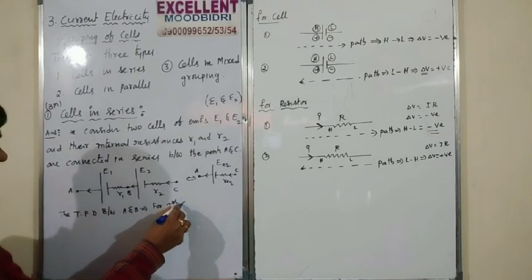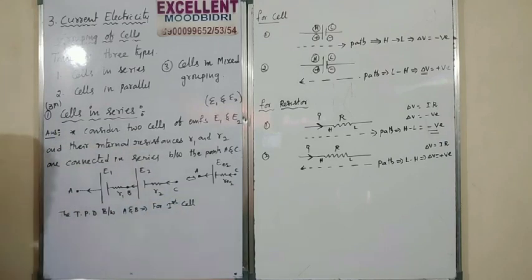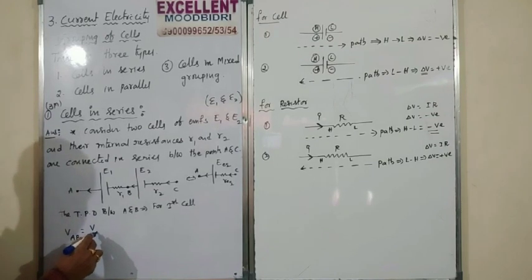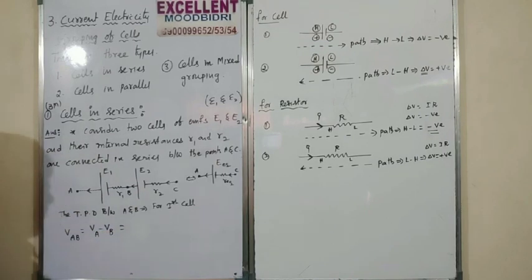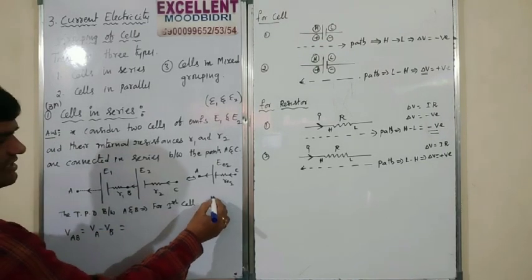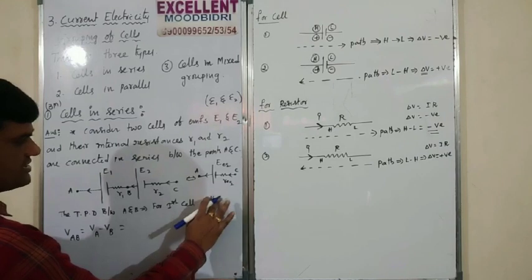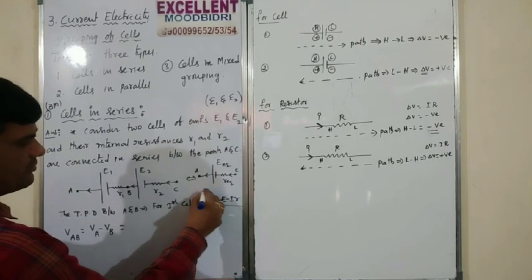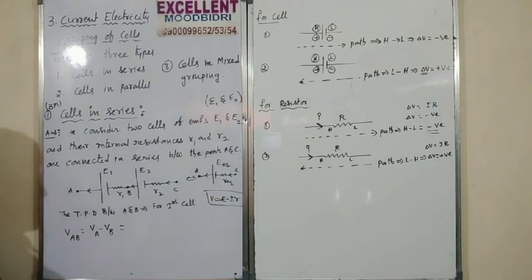For the first cell, the terminal potential difference between A and B. I will write here the terminal potential difference. We can represent it as VAB, so the difference VA minus VB. You know from the terminal potential difference formula, V is equal to E minus I into R. Correct formula? Terminal potential difference formula.